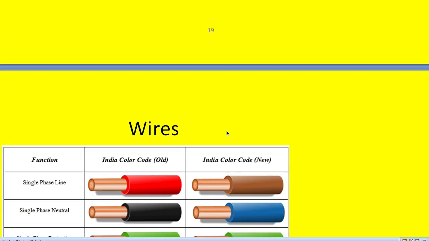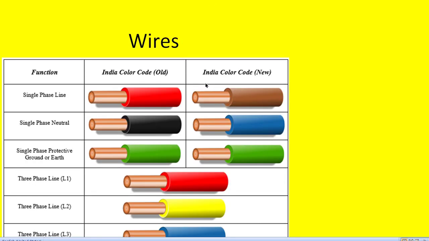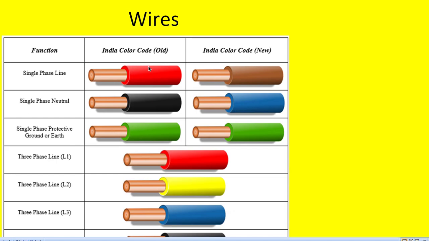Next, what are wires? A wire is also a conductor, but its length is more. So let us see what color of wire we use at different places, say single phase, three phase, like that. So we take single phase current, phase or line. For that normally we use the red color wire. So this is the conductor, the covering is red color.